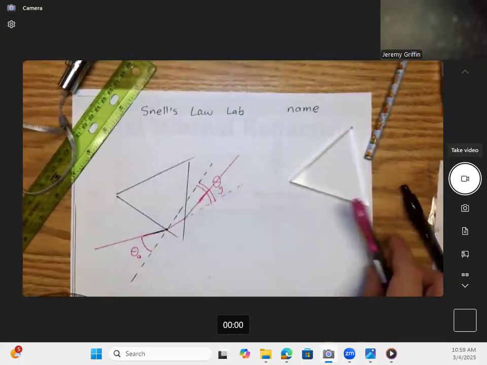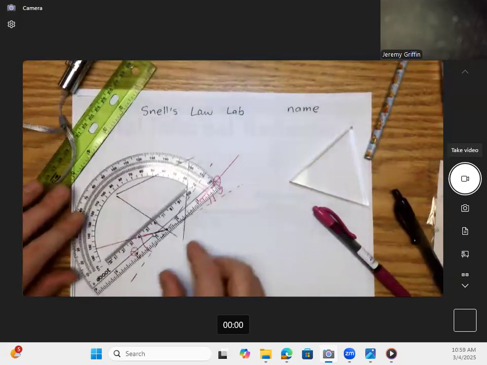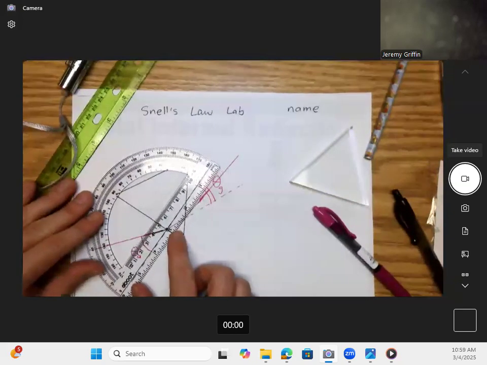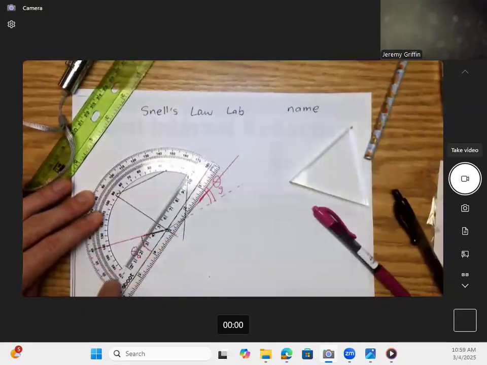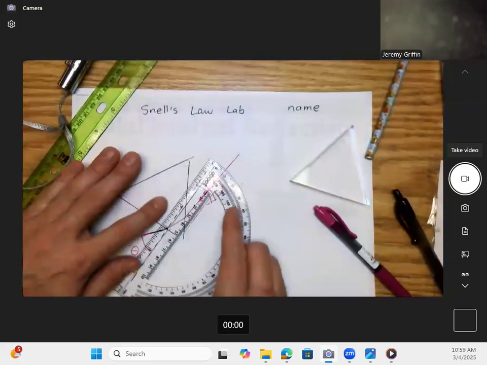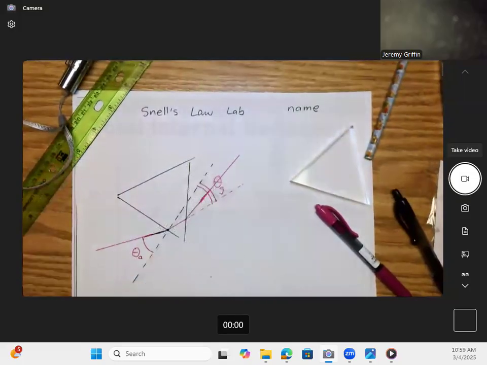Now, take a protractor and measure what these angles are. I don't want to give away too much because I want you to do this yourselves, but I could measure the size of this angle, how many degrees, and the same thing with this refracted angle. I could also measure that, how many degrees. You guys get that?